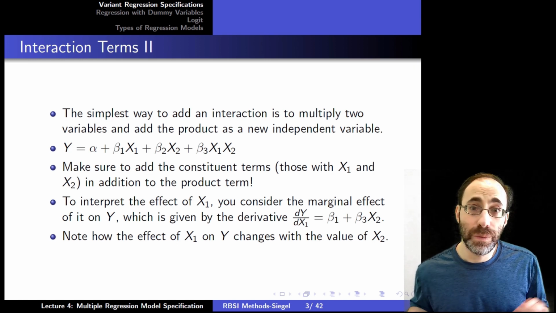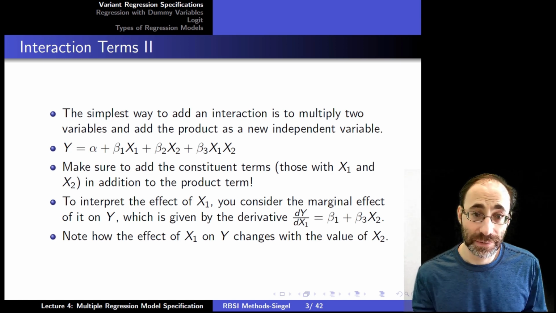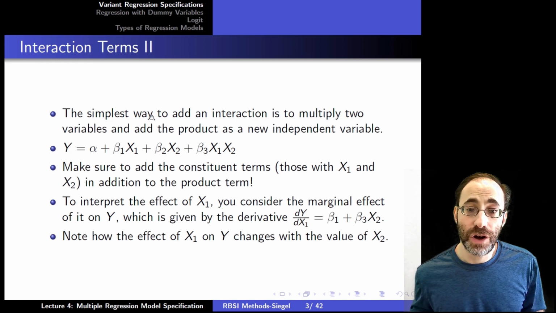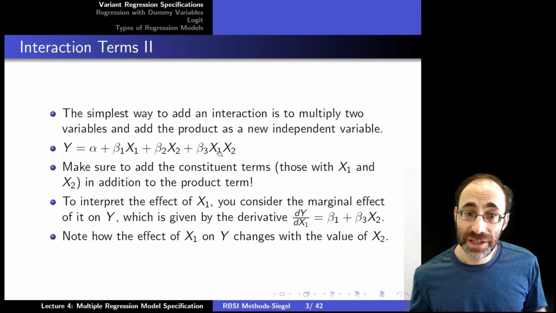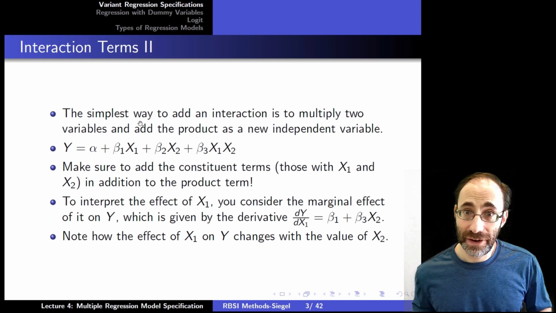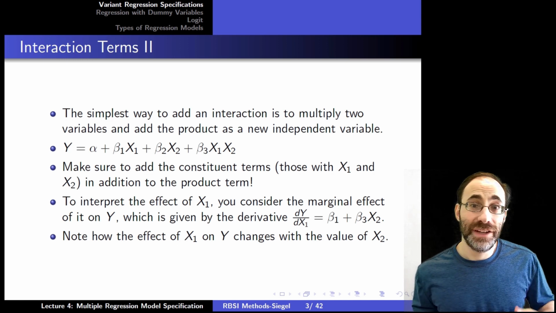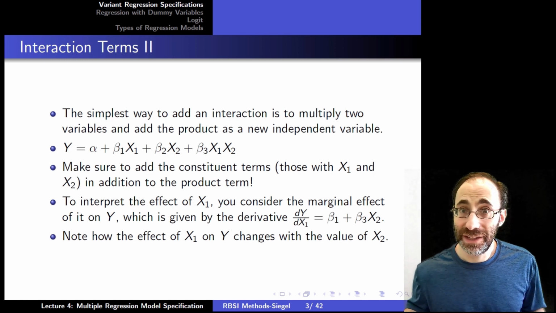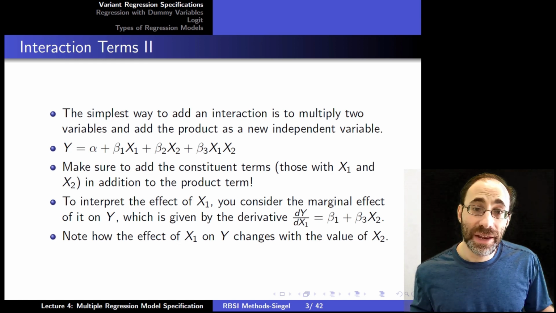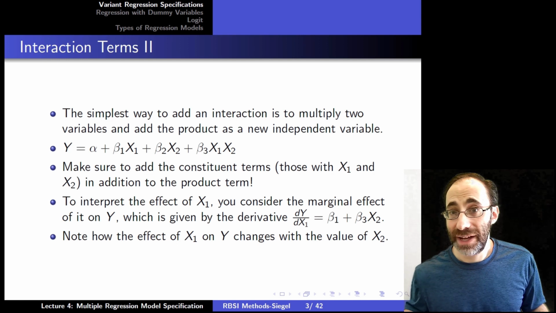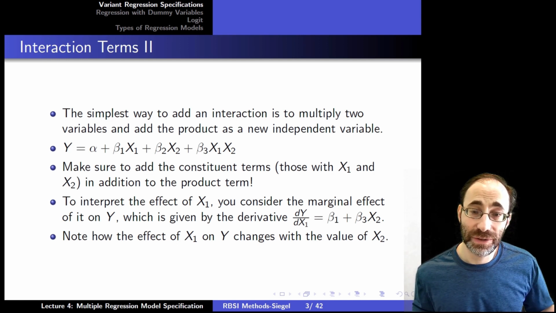Note a couple of things here. One, you must include all constituent terms when you are testing for interaction. By constituent terms, I mean all the individual pieces of your interaction product term. So for instance, if I had a bivariate regression, y equals alpha plus beta 1 times x1, and I wanted to add an interaction because I thought x2 affected the way in which x1 affected y, then I couldn't just add the beta 3 x1 x2 term. I'd have to also add the constituent term beta 2 times x2.